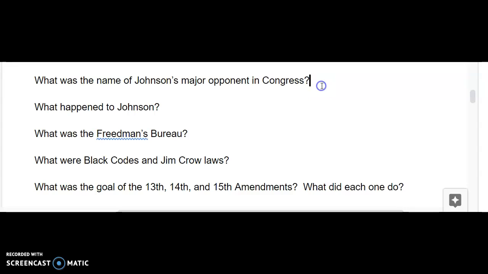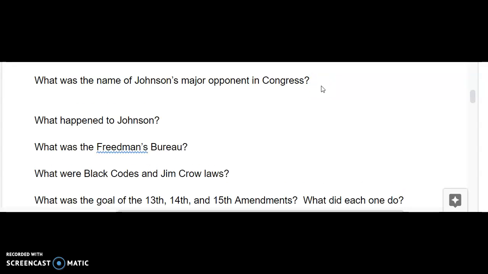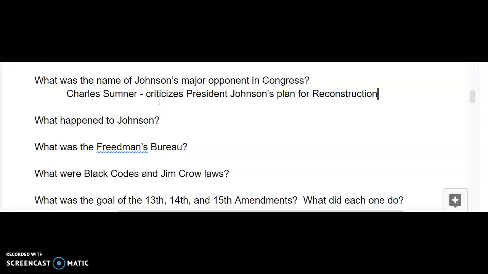Johnson had a major radical Republican opponent in Congress. His name was Charles Sumner. Charles Sumner was really the leading voice of the radical Republicans, and he's very critical of Johnson. So Charles Sumner criticizes President Johnson's plan for Reconstruction and how Reconstruction goes. He says Reconstruction is a failure because of Johnson.